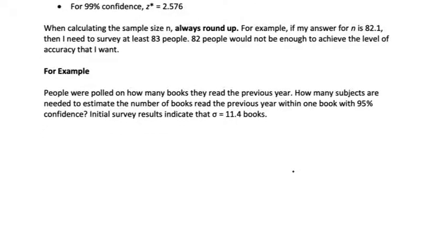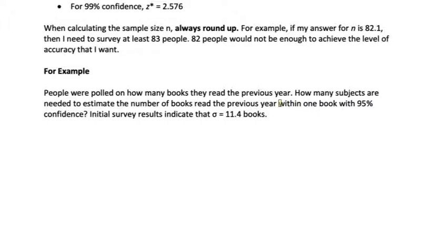So we're going to look at this example. This is a thing that we calculate by hand just by plugging into the formula. So the question says, people were polled on how many books they read the previous year. How many subjects are needed to estimate the number of books read the previous year within one book with 95% confidence? Initial survey results indicate that sigma equals 11.4 books.